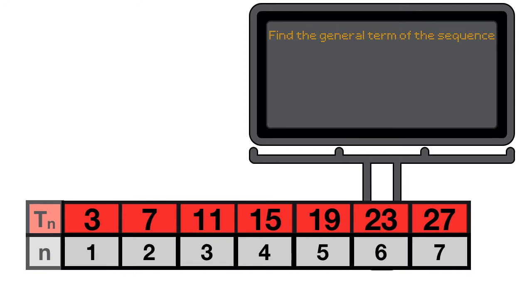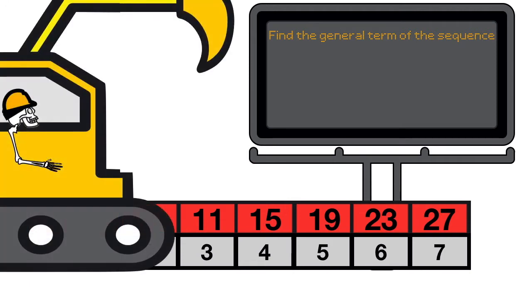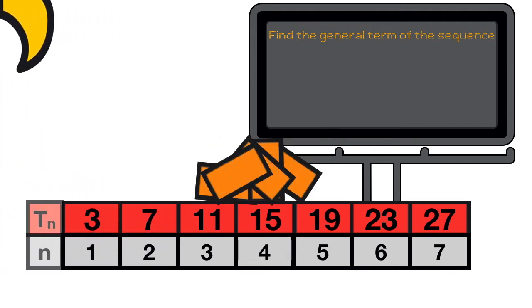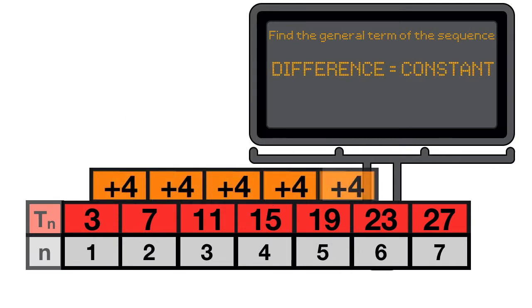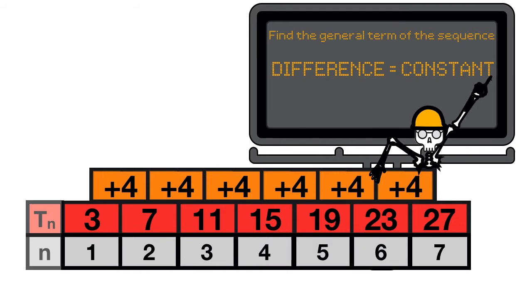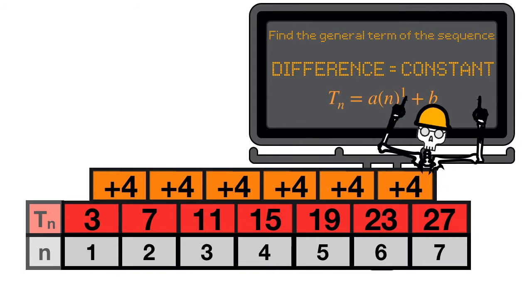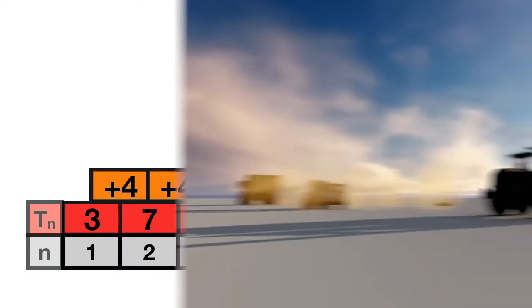Let's look at a simple pattern like this. The numbers shown here belong to a sequence where the first digit is 3, the second digit is 7, and so on. So here's the trick. Find the difference between the digits. In this case, they all differ by 4. Since the difference is a constant in this first layer, it means the general term will have a largest power of 1. It will be a linear term of Tn equals an^1 plus b.